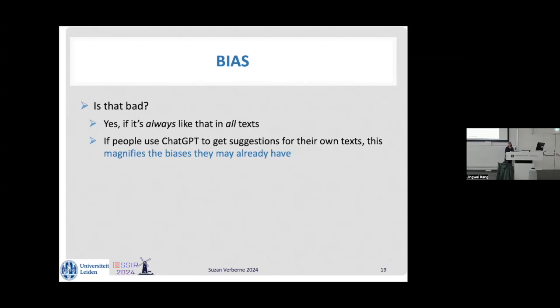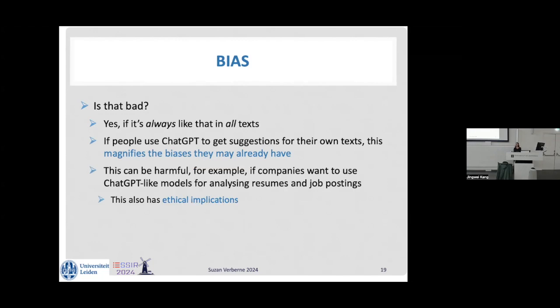The question is, is that bad? Well, of course, it's not bad if in one story the nurse is female and the doctor is male, but it is a problem if it's always the case. Especially when humans are using large language models as suggestions for their own texts, or if companies are using these models for making assessments and judgments. And yes, companies are doing this. If you are using these models to judge CVs, for example, this really has strong ethical implications.